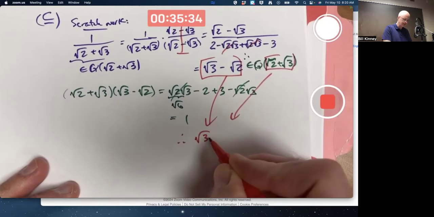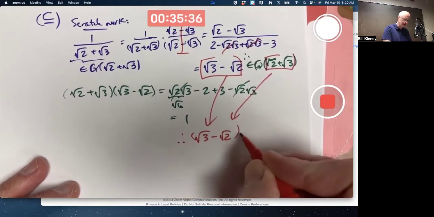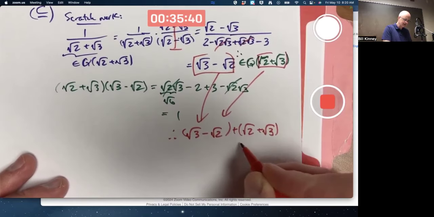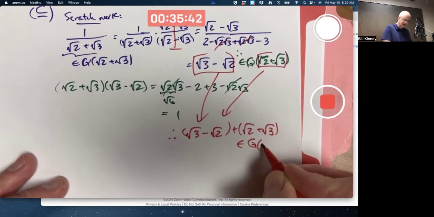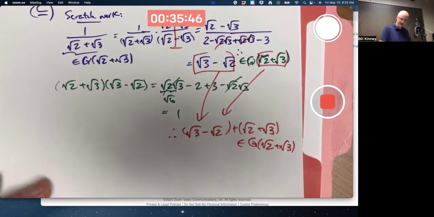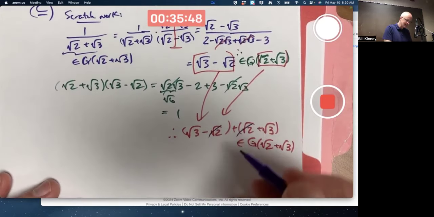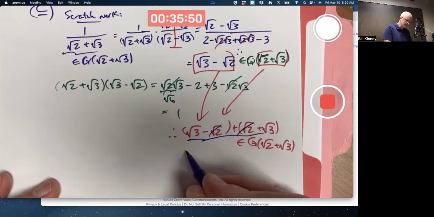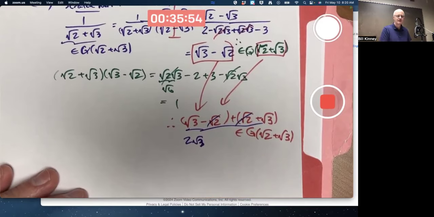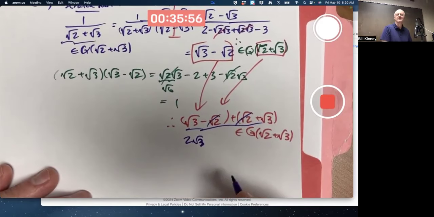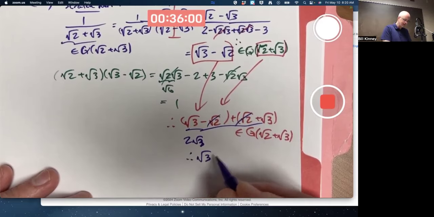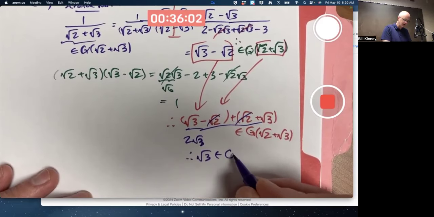Therefore, square root of 3 minus square root of 2 plus square root of 2 plus square root of 3 is in the field by closure under addition. But what does that simplify to? The square root of 2's cancel. This is none other than 2 square root of 3. So 2 square root of 3 is in the field. Divide by half. Therefore, square root of 3 is in the field.